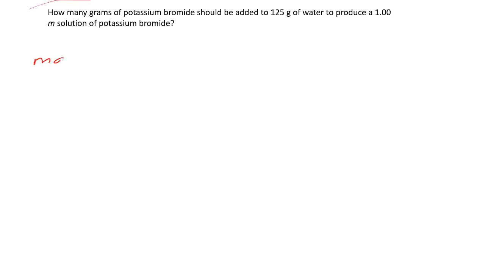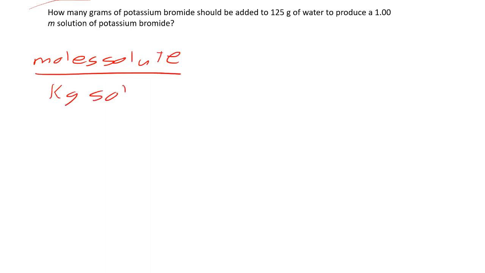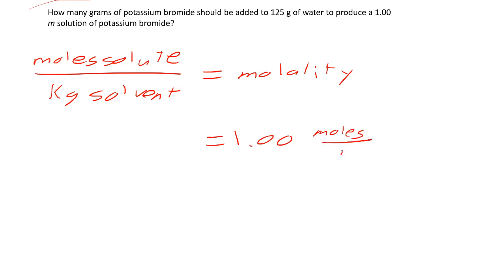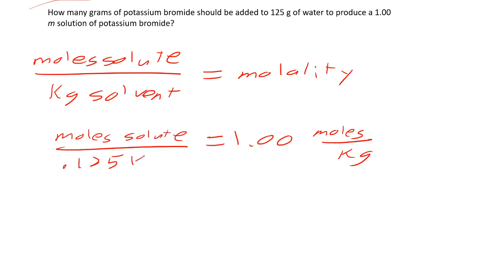our moles of solute over kilograms solvent is going to be equal to our molality. So we're going to plug our numbers in, and I'm going to plug in our molality first, which is 1.00, and that's moles per kilogram. And on the other side, we don't know moles solute. We're going to solve for that. But our kilograms of solvent is going to be 0.125 kilograms.